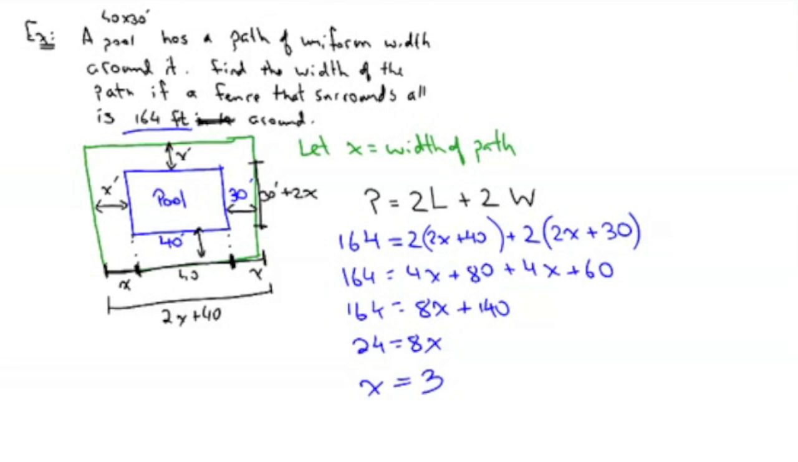I mean, you put a lot of effort into it up to that point. But the answer is the question. Find the width of the path if the fence is blah, blah, blah. So the width of the path is 3 feet. Make sure you answer the question. Tell me what I'm looking for. All right. Oh, I know what I have to do next.